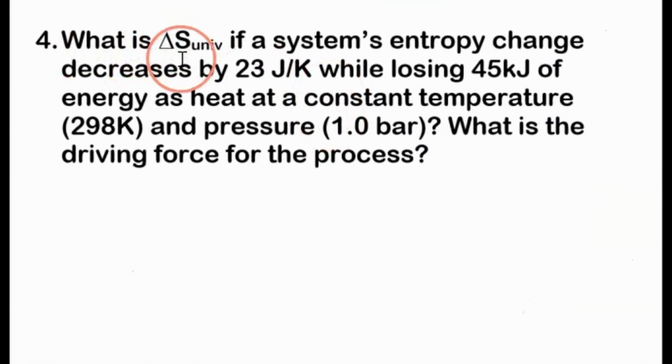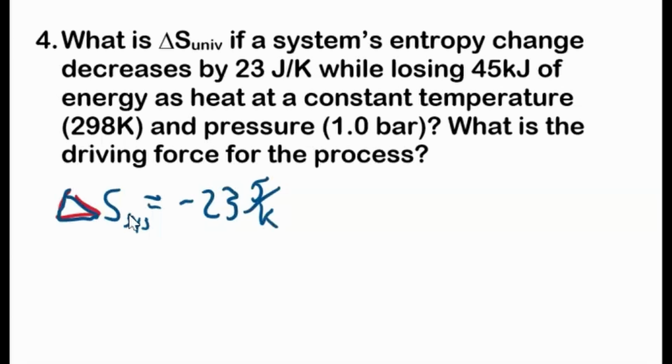Okay, so what is the next one here? What is the change in entropy of the universe if a system's entropy change decreases by 23 joules per Kelvin? So we have a number here. This is of the system. I'll write system here. If there's no subscript, it means it's of the system. It decreases, so that's going to be negative 23 joules per Kelvin. And it loses, okay, we're losing 45 kilojoules of energy as heat.